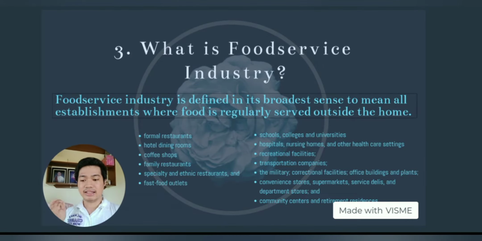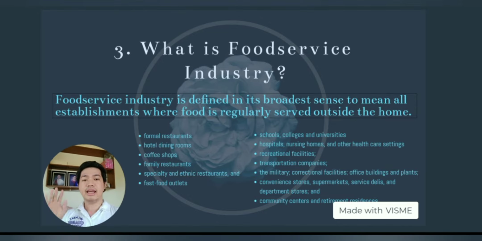Next, let's first define the food service industry. This means all establishments where food is regularly served outside your home. What are some examples? Formal restaurants, hotel dining rooms, coffee shops or tea shops, family restaurants, specialty and ethnic restaurants like Japanese, Korean, Chinese, Arabic, and Greek restaurants, and fast food outlets like KFC, Jollibee, Chowking, McDo, etc. We also have those in schools, colleges, and universities. Those are our cafeterias.